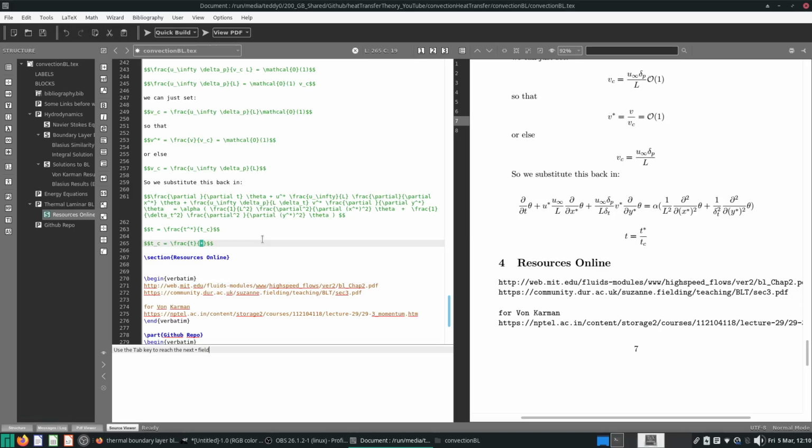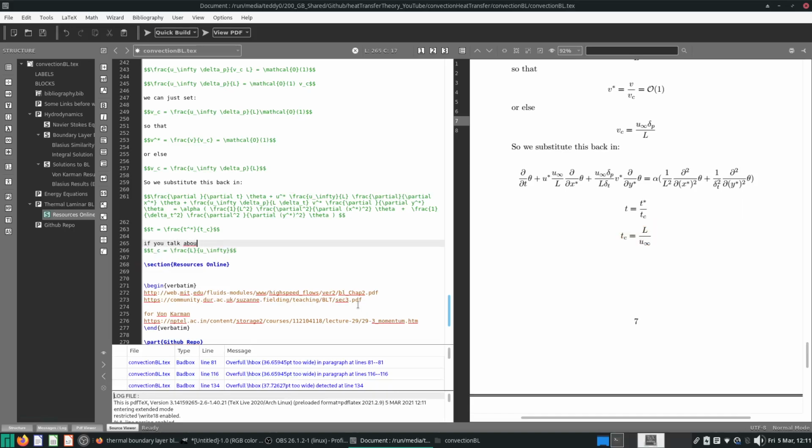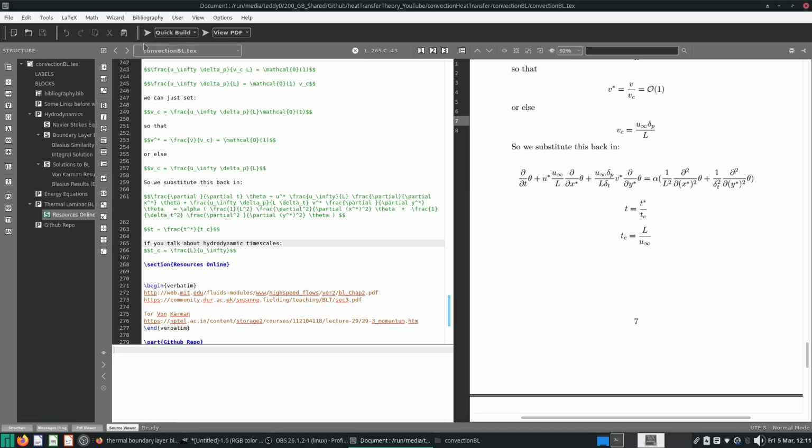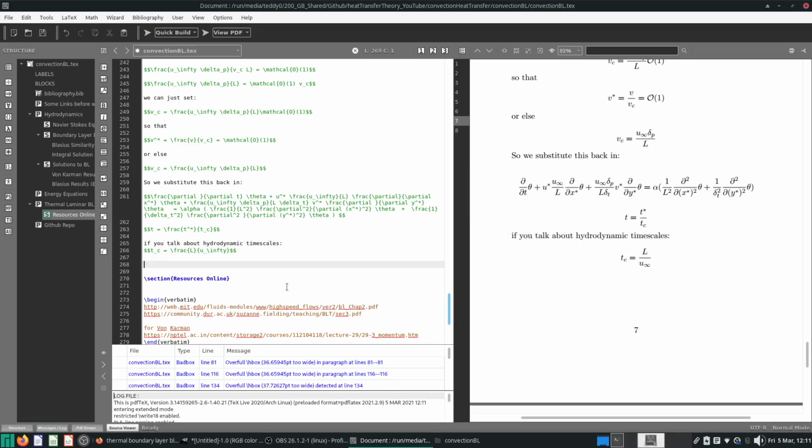Okay, this is if you want to talk about the hydrodynamic timescale. If you talk about hydrodynamic timescales, this is what you would use, and this is what we probably would use in our original boundary layer derivation. But this thing here is not actually talking about hydrodynamic timescales anymore. We have to use thermal boundary layer timescales.